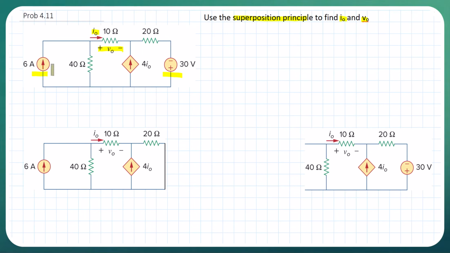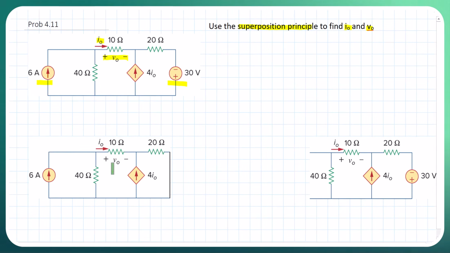So what we're going to do is turn off the 30 volts here, and then come up with this circuit here. When we turn off the 30 volts, we have a short circuit here, and then we're going to do some analysis to figure out what our voltage would be. In this case, we're going to change our voltage to V1, so this is going to be V1 instead of V naught. Then we'll solve for V1 accordingly.